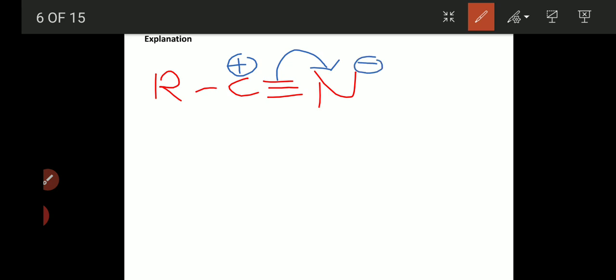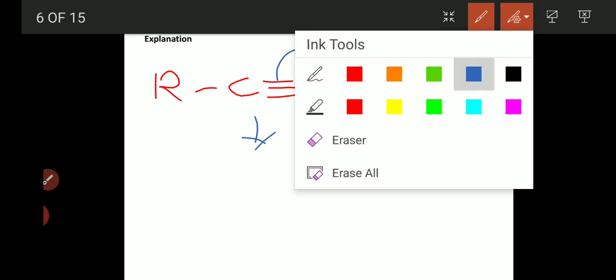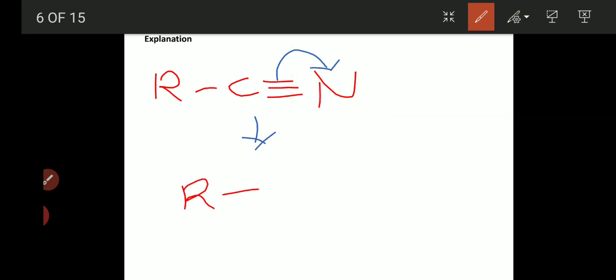That is, it is becoming R, C, double bond, N minus, C plus. Now this step we are not showing, we simply show the arrow, that's all. And we have to understand the thing behind the arrow. Okay, now this is reacting with what?